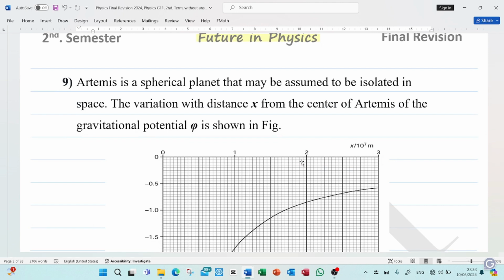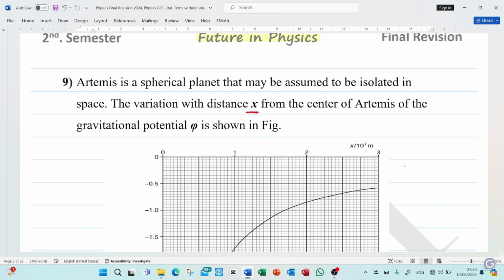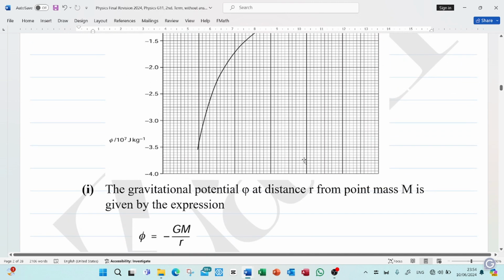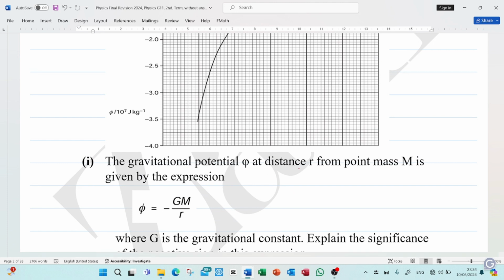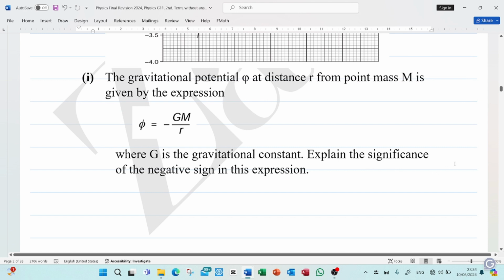Okay, in this question, the spherical planet, so the name is not important for us, may be assumed to be isolated in space. The variation with distance x from the center, so this is the distance x here, and the gravitational potential phi. So this is the gravitational potential, x and phi. Now, the gravitational potential phi at distance r from the point mass m is given by the expression, where G is the gravitational constant. Explain the significance of the negative sign.